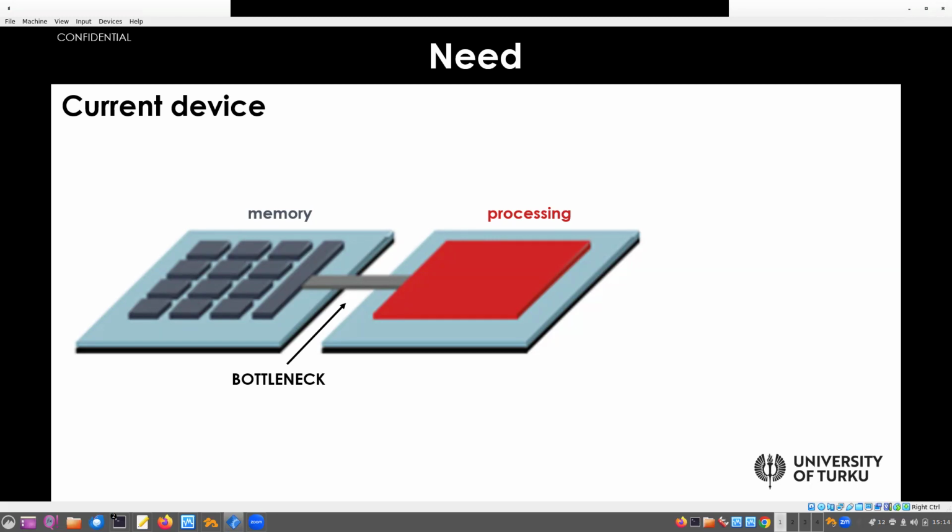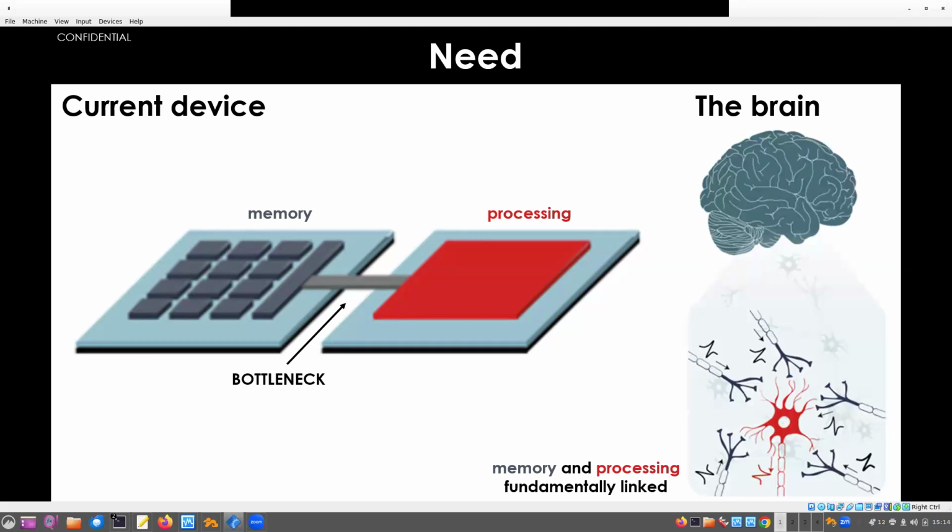Currently, what we have in computers is that the processing and memory are in different places. In between you have the bus that you have to move the data back and forth on. This is the von Neumann bottleneck that limits the processing speed of our current computers. If you compare that to the human or biological brain, the memory and the processing are fundamentally linked with the synapses and the neurons.